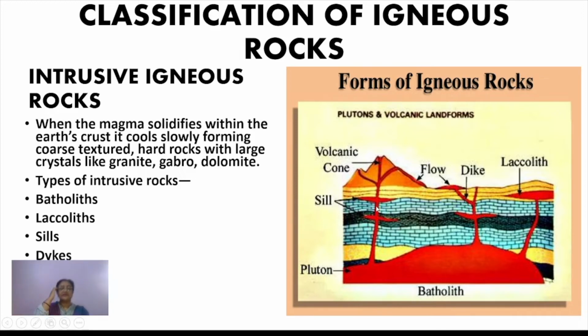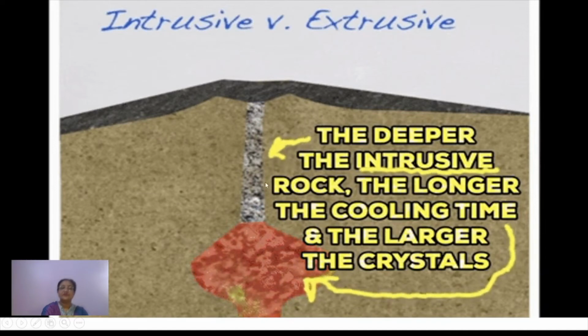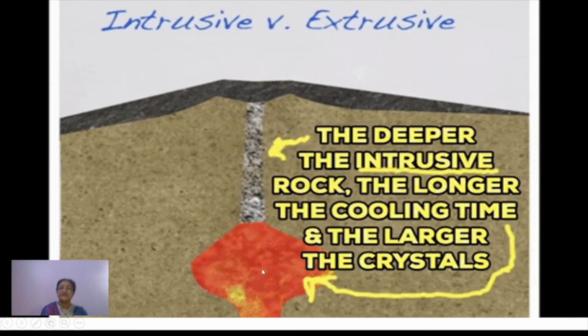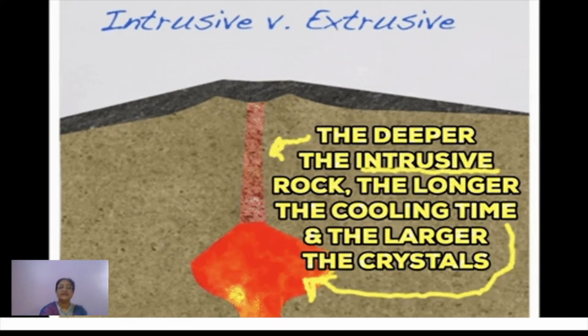So these are the different forms of igneous rocks. Let's see how all these are formed. The deeper the intrusive rock, the longer the cooling time and the larger the crystals formed. Out of all these, you will find the batholith has the largest particles, bigger than any other.